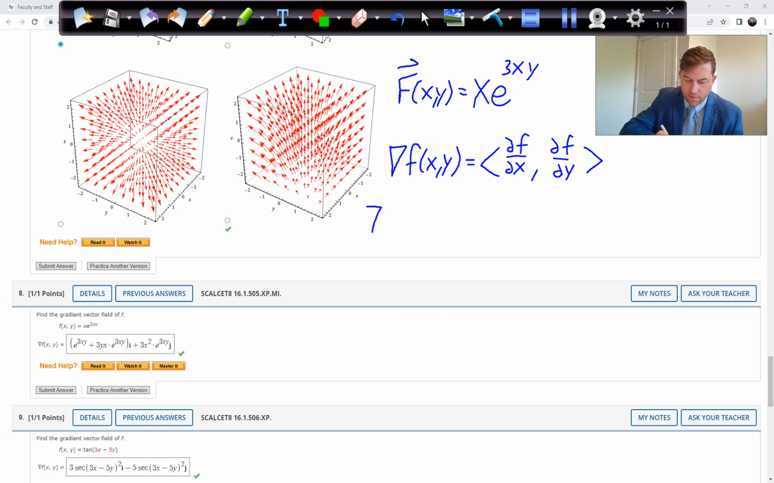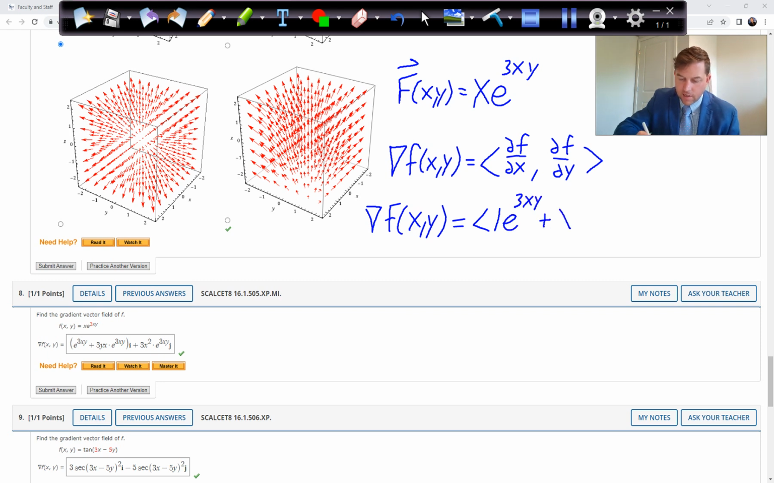So for the partial derivative of f with respect to x, we would have to use product rule. So we have to take the derivative of x, which is 1, leave e to the 3xy alone, plus leave x alone, times the derivative of e to the 3xy. In this case, 3 and y are considered constants, so they would come out front, and then it would be e to the 3xy, just like before. So that's the hard one, is the product rule on the partial f, partial x.